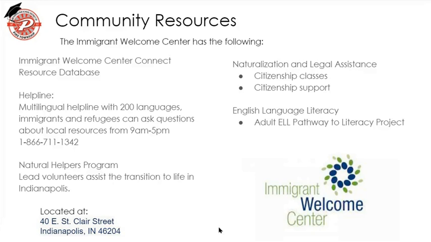But in addition to all those things, they can help with citizenship classes and citizenship support so that you can work your way up to being a citizen. And they also have their own English language services called Adult ELL Pathway to Literacy, where they work with adults to help them read in English and in Spanish or their native language. But I think it's mostly English and Spanish. But they are a great resource.